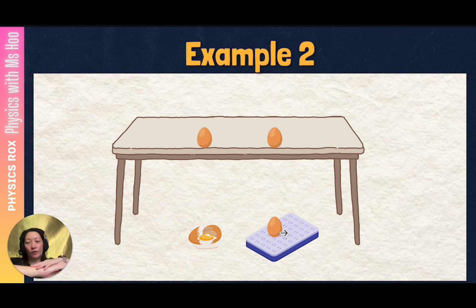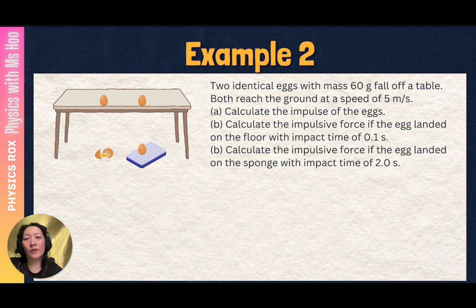So again, let's look at an example with numbers so that we can compare that impact time against the impulsive force. 2 identical eggs with mass 60 grams each fall off a table. Both reach the ground at a speed of 5 meters per second. A. Calculate the impulse of the eggs. It doesn't matter whether it hits the ground or it hits the sponge. They would both have the same impulse because they both reach the ground at the same speed.